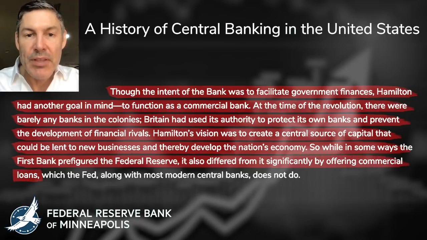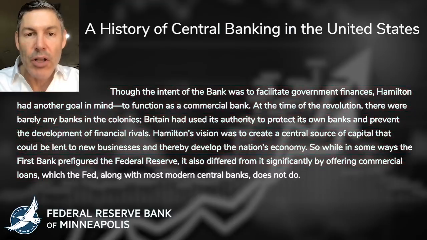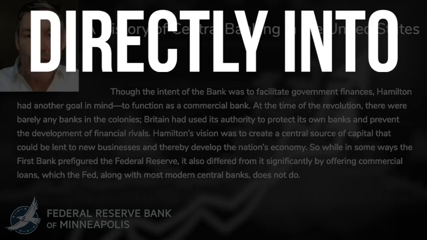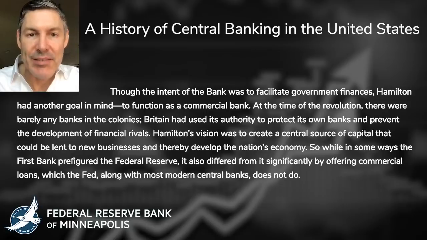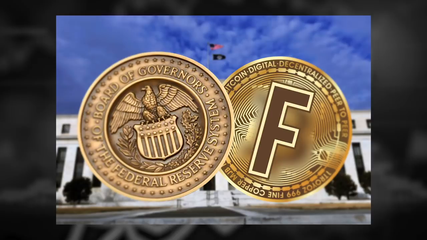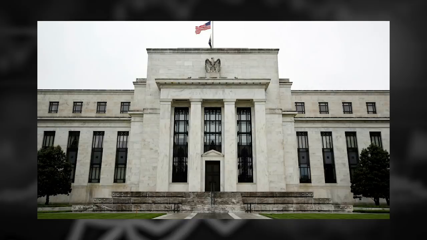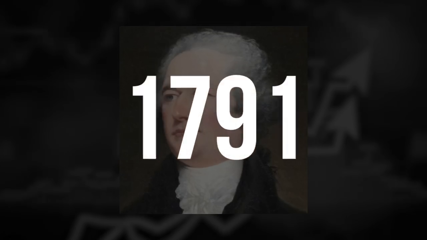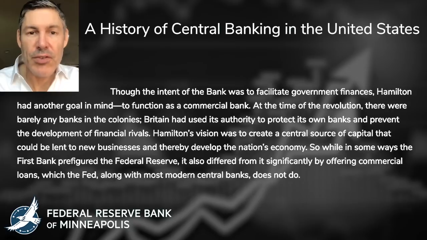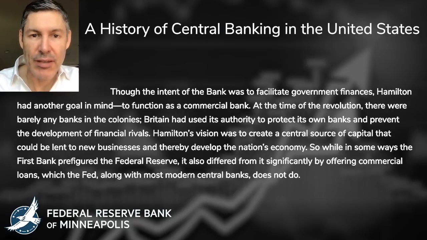In other words, this central bank was offering loans directly into the real economy. It didn't have to go through the commercial banking system like the current day Federal Reserve. So hopefully right now you're connecting the dots and you see that a central bank digital currency would give today's Federal Reserve the power that Alexander Hamilton envisioned all the way back in 1791. So that was the first central bank we had in the United States.